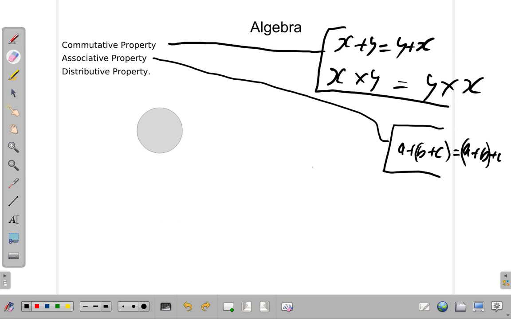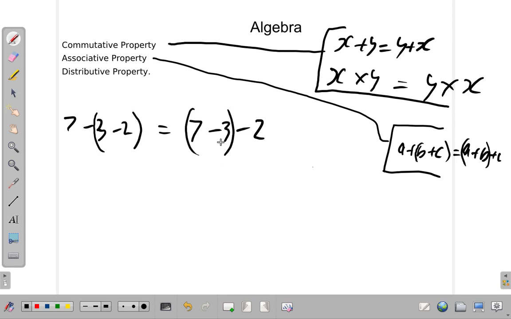Now let's look at the distributive property. Oh, before we look at the distributive property, we need to try subtraction. Let's use 7 minus 3 minus 2. Is 7 minus (3 minus 2) equal to (7 minus 3) minus 2? Let's see. 3 minus 2 is 1. So 7 minus 1 is equal to 6. Here, 7 minus 3 is 4. You do what is in the bracket first. Then 4 minus 2 is 2. So it doesn't work with subtraction. Subtraction doesn't have the associative property.